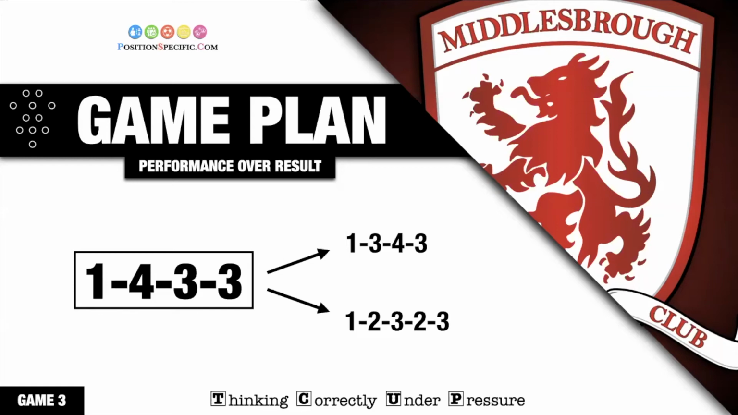But for now, Middlesbrough, we're going to work out of a 4-3-3 again, moving into a 3-4-3, 2-3-2-3. Can we progress from what it looked like against Everton? So can we be a bit cleaner and crisper when we're moving between the systems?